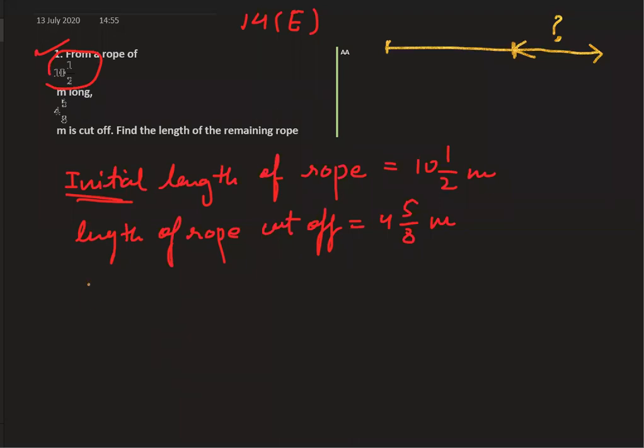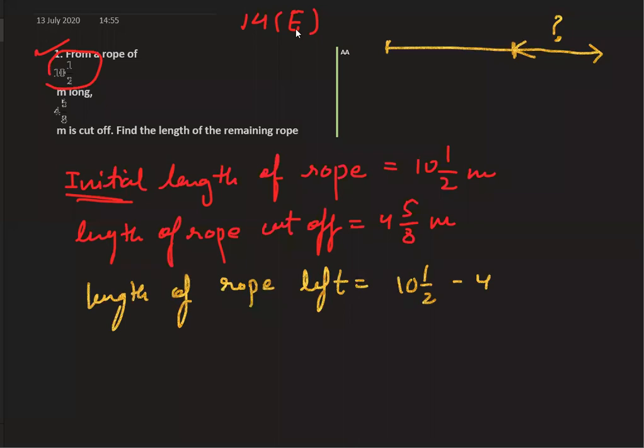So length of rope left is equal to 10 whole 1 upon 2 subtract 4 whole 5 upon 8. Now calculate this and tell me the answer. Come on, you all can do subtraction. You all can do this little bit of calculation. Do this fast and tell me the answer.